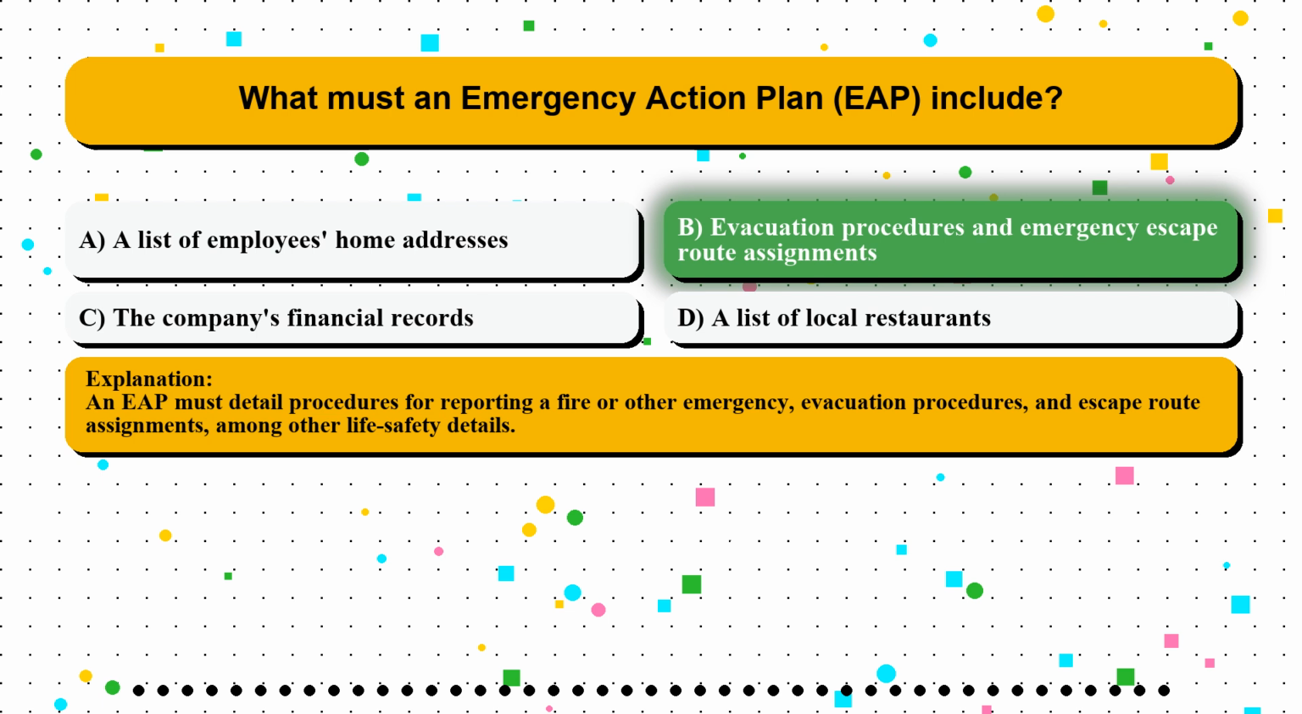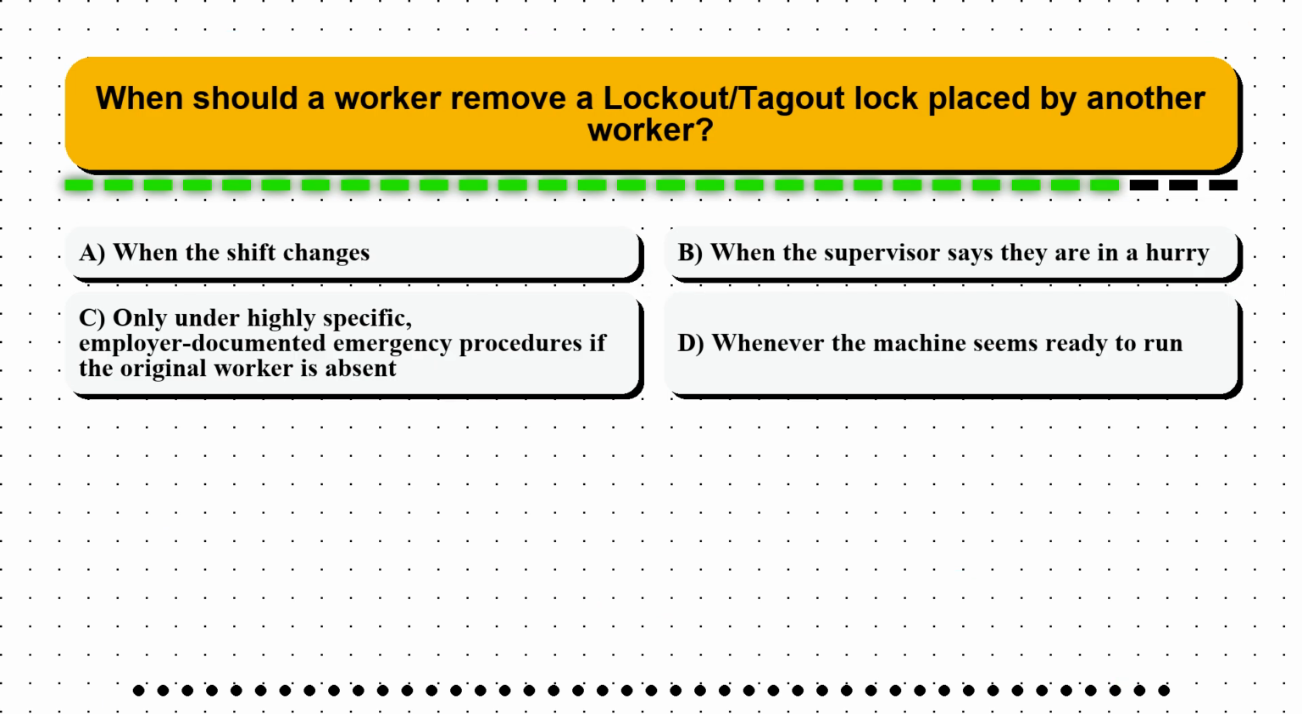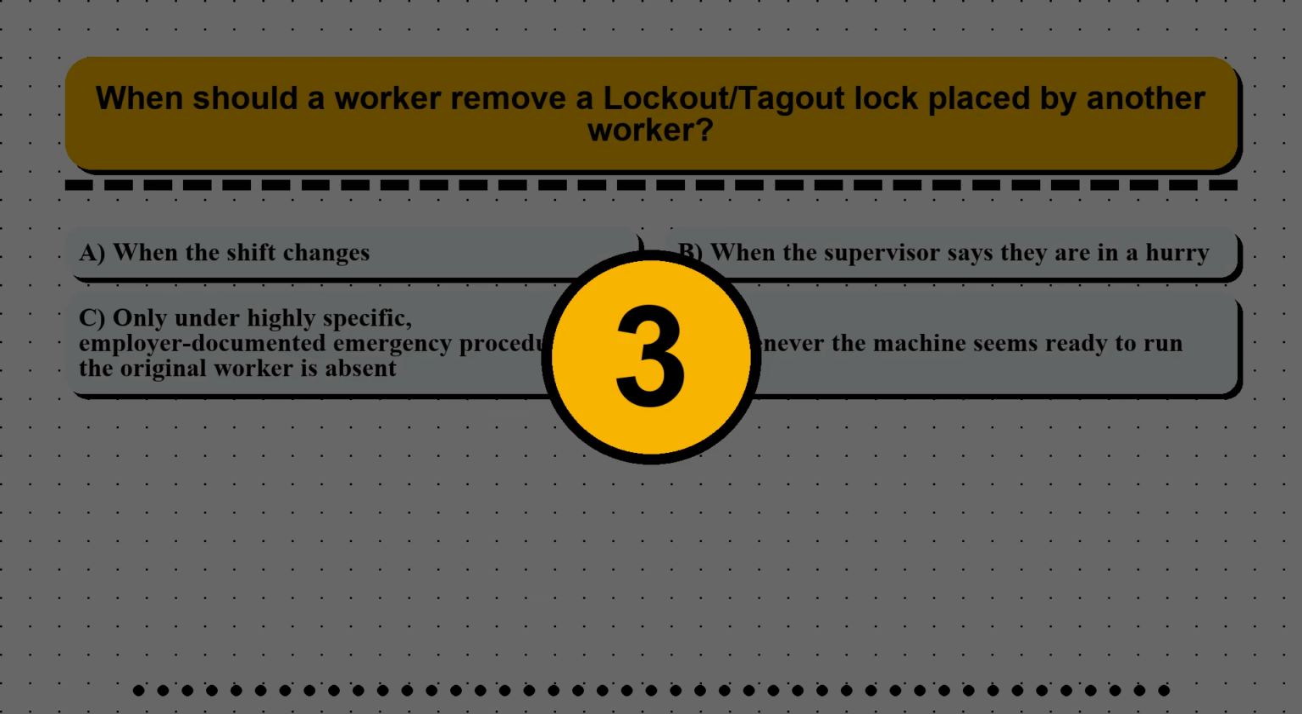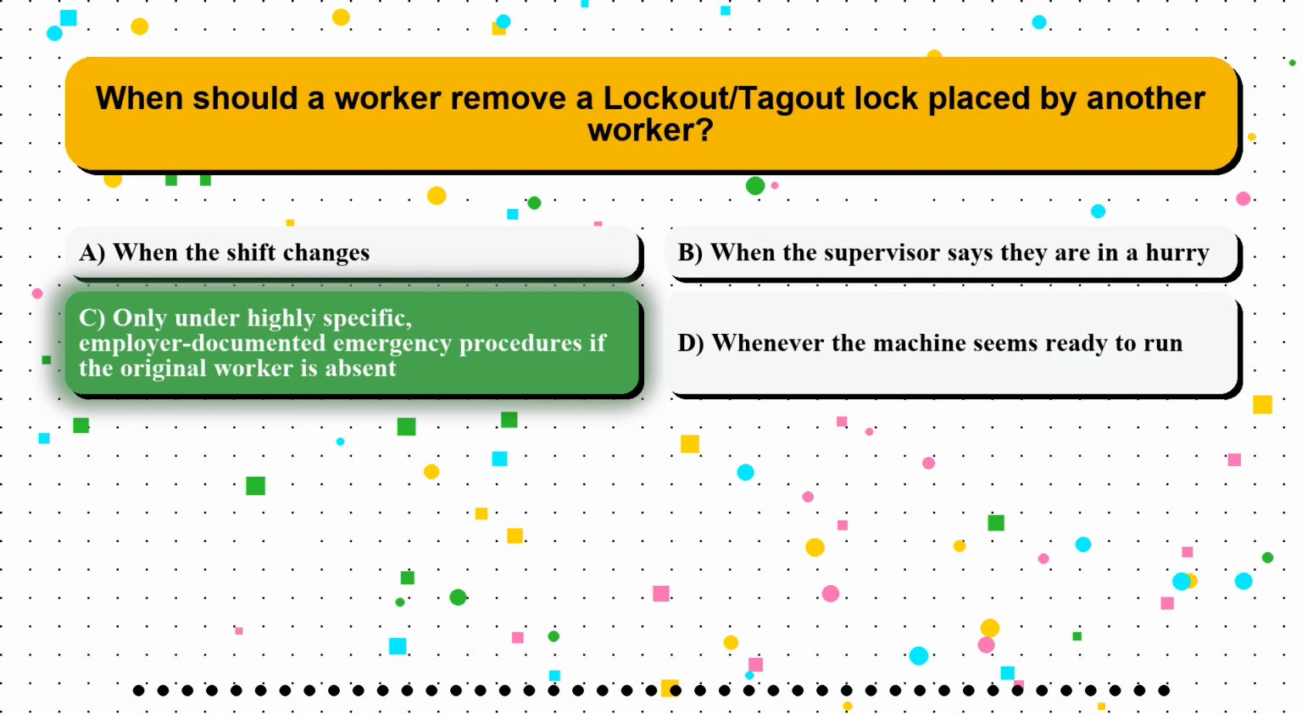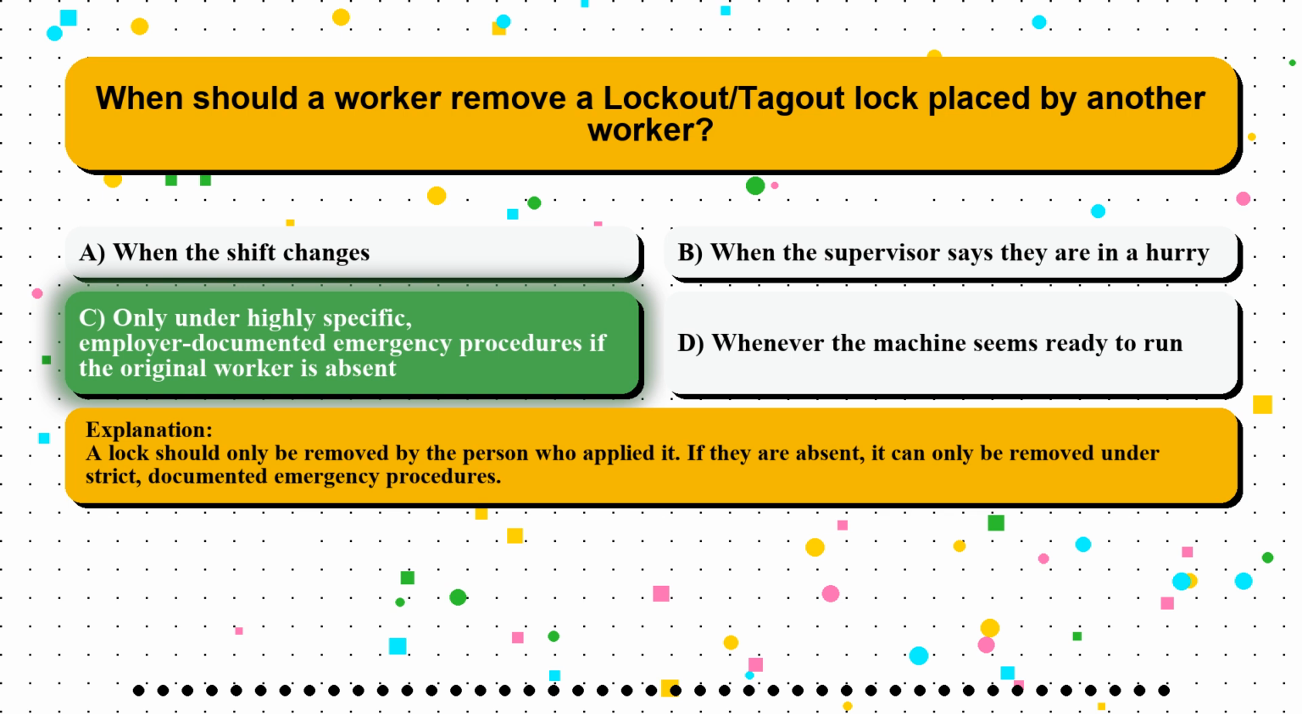life safety details. Question 27. When should a worker remove a lockout/tagout lock placed by another worker? Option A, when the shift changes. Option B, when the supervisor says they are in a hurry. Option C, only under highly specific, employer-documented emergency procedures if the original worker is absent. Option D, whenever the machine seems ready to run. The correct answer is option C, only under highly specific, employer-documented emergency procedures if the original worker is absent. A lock should only be removed by the person who applied it. If they are absent, it can only be removed under strict, documented emergency procedures.